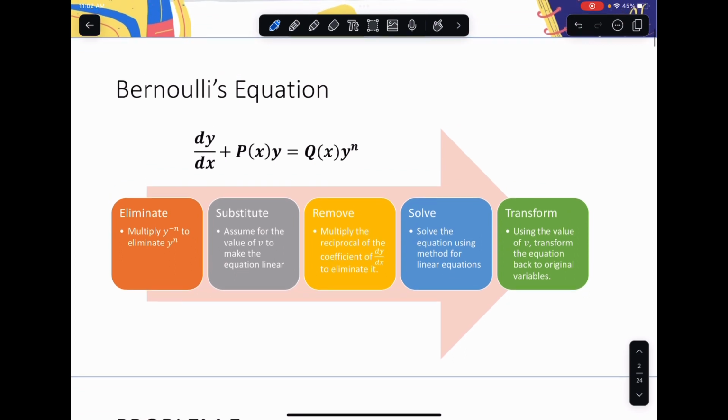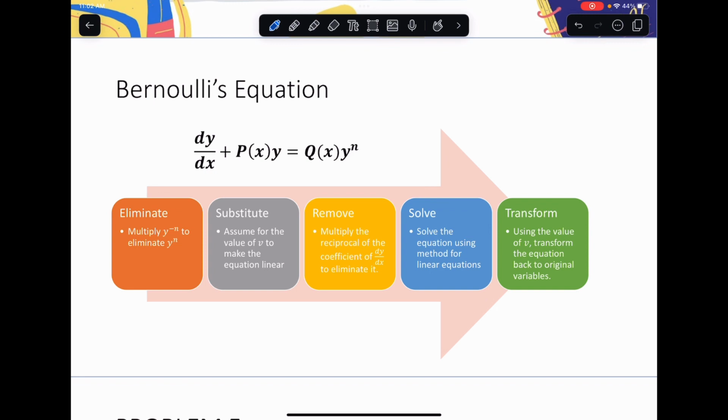So we start with the Bernoulli's equation. There are 5 steps for the Bernoulli's equation. The first one is we need to eliminate the variable other than the q of x. A Bernoulli's equation should follow this format: dy over dx plus p of x y is equal to q of x y raised to n.